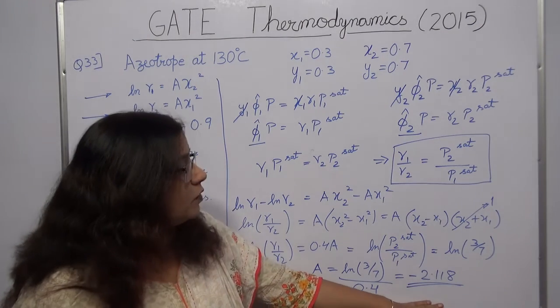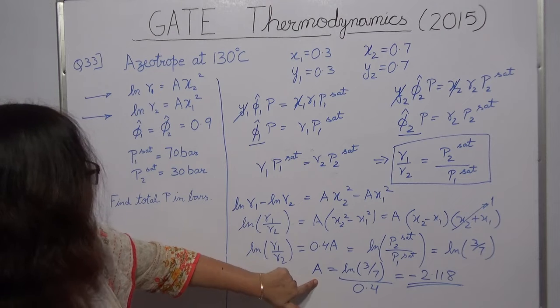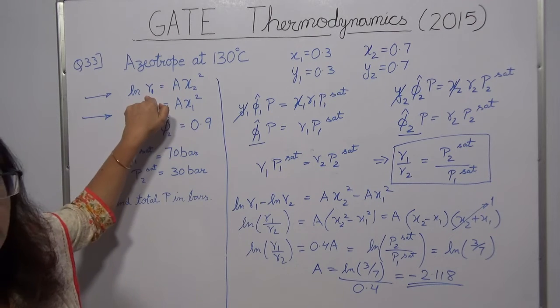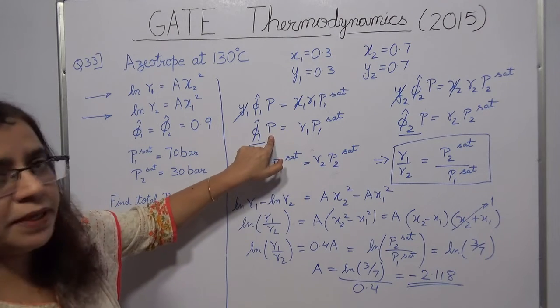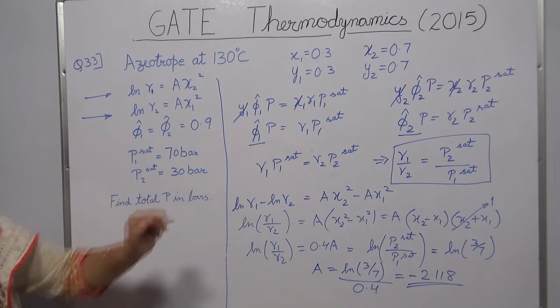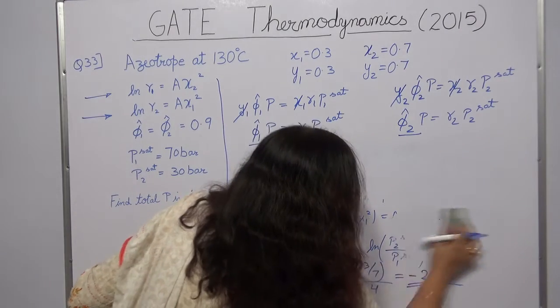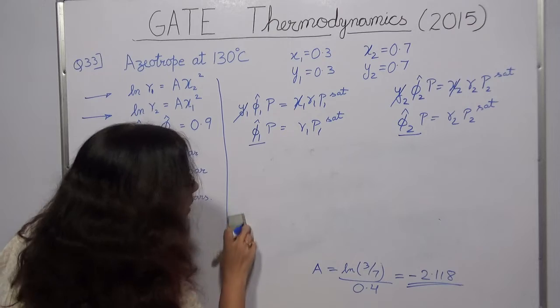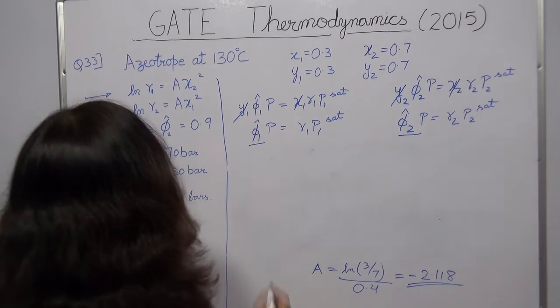Now the problem is solved because you know a. So I can put it in this equation and find gamma 1. Once I know gamma 1, I can put it in this equation and find p. So let's do that. Okay, and then the problem is solved. So I will just retain the value of a and erase everything. Okay, so see, let's find out.